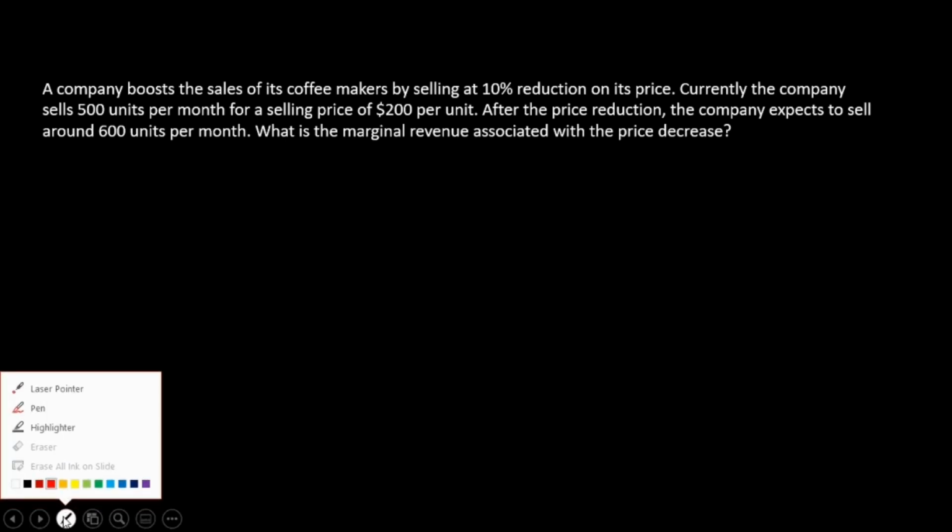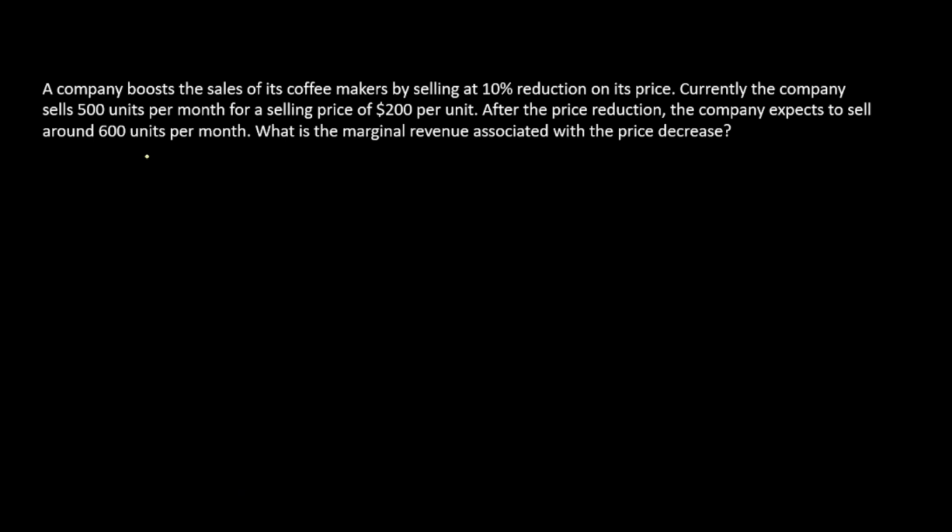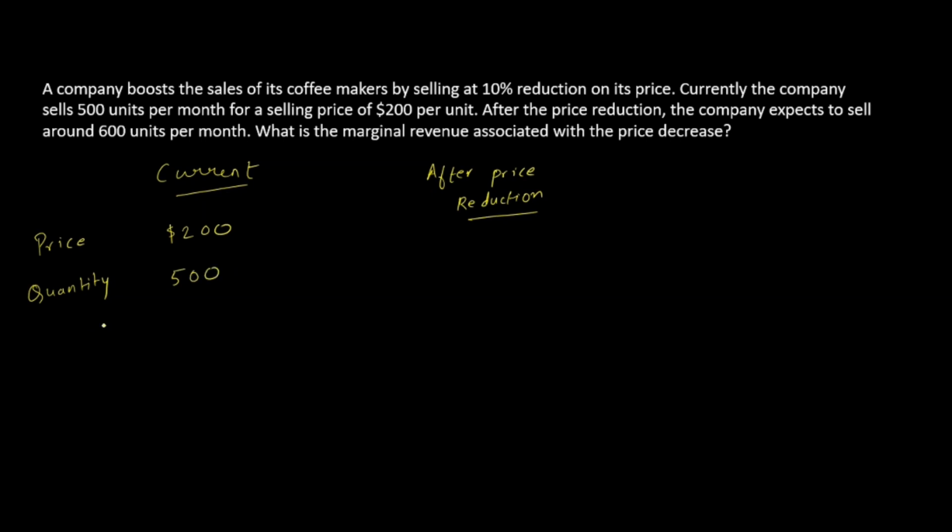So I'll try to make two different columns. So this is my current situation. And this is after price reduction. Okay, so what is my current situation? Currently, my price is at $200 and my quantity is around 500 units. So let me calculate my total revenue. My total revenue is price times quantity. So this is 200 times 500. So which gives me 100,000.